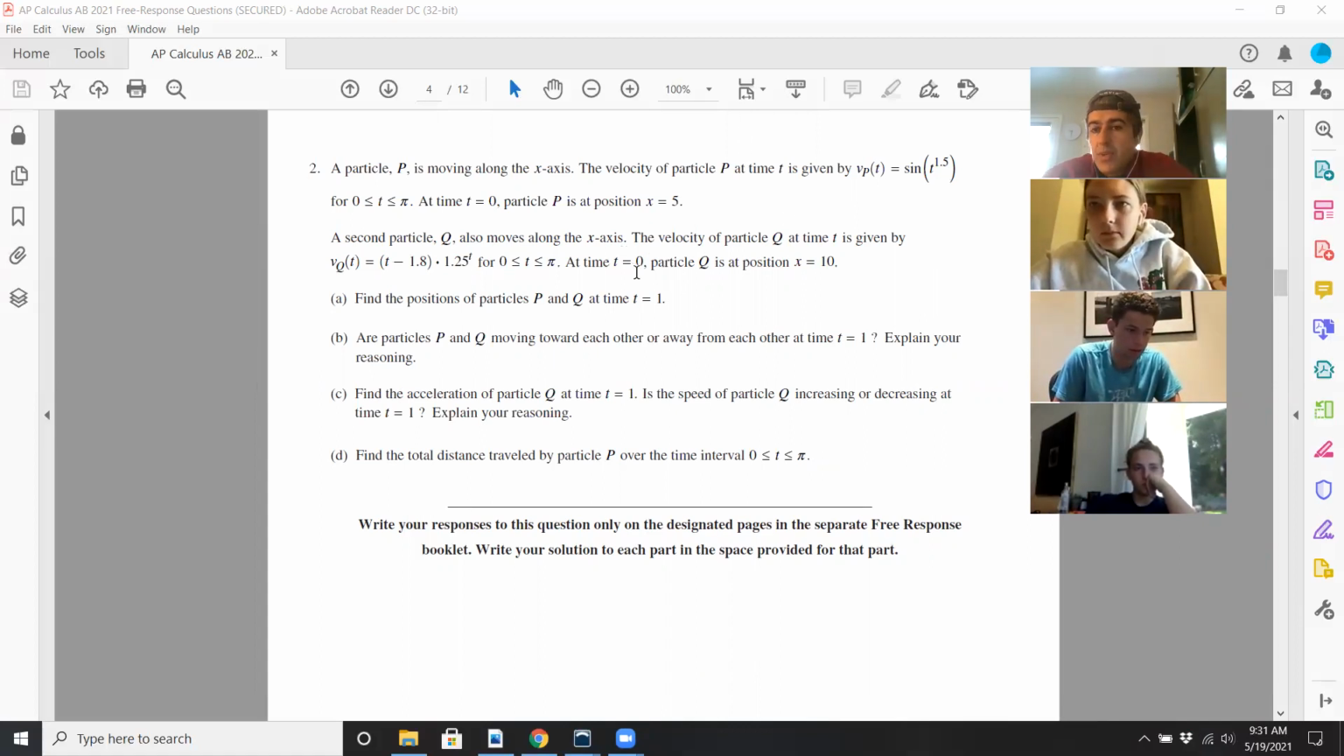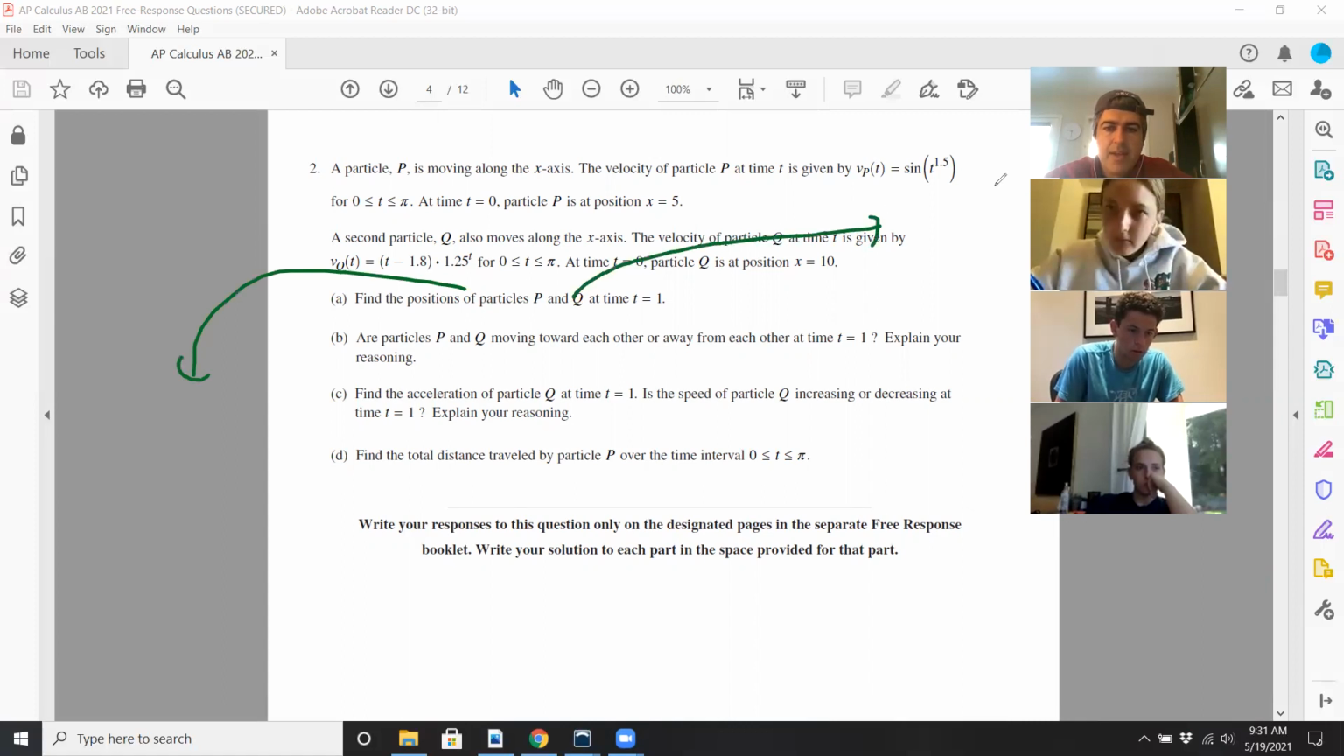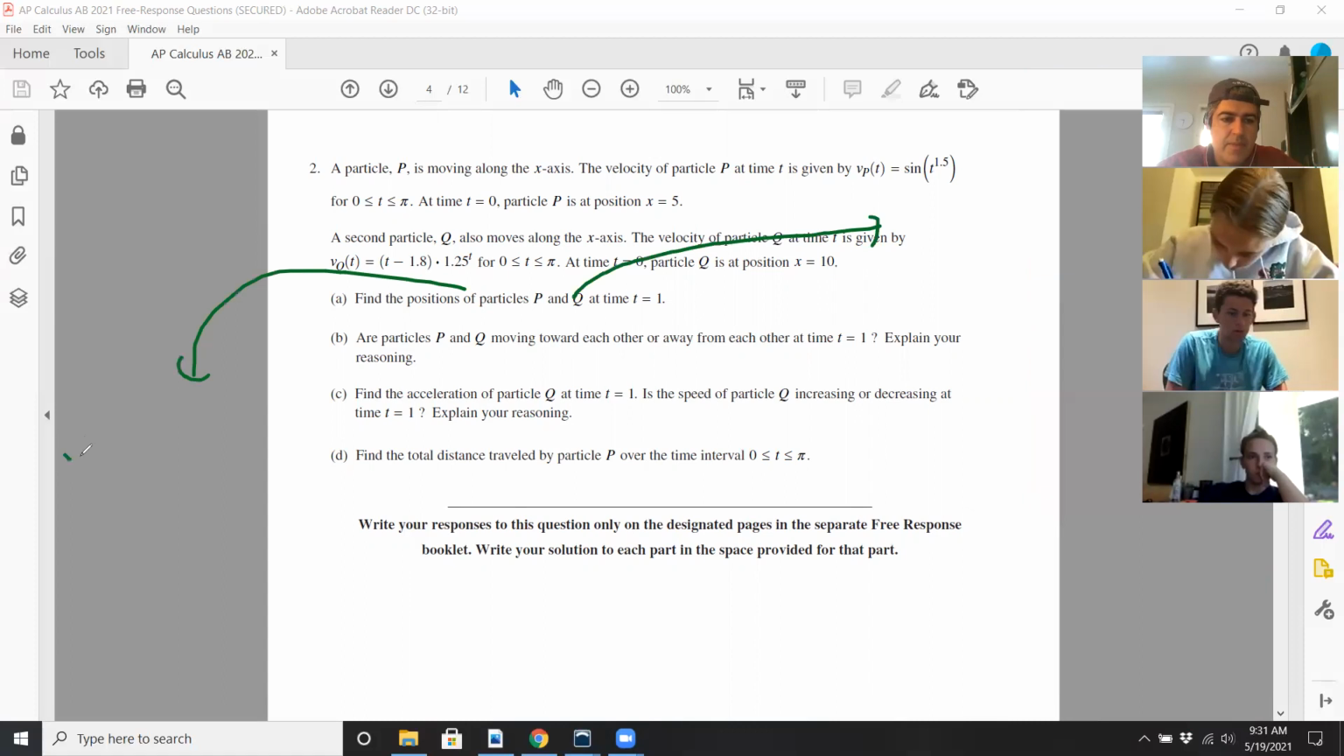So find the positions at t equals 1 for both of them. So my guess is you're going to have to, well, not my guess, you have to do 2 separate intervals. Obviously, you have to do that. So for the first one, you're going to integrate the velocity function, vP(t) dt, from 0 to pi. And that's going to equal your position.